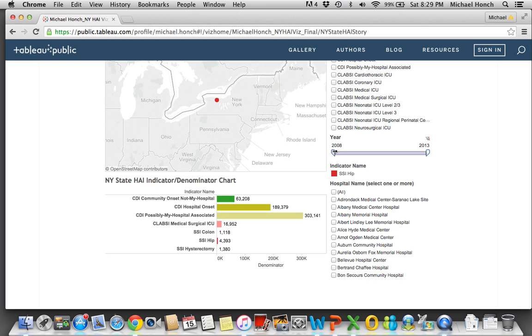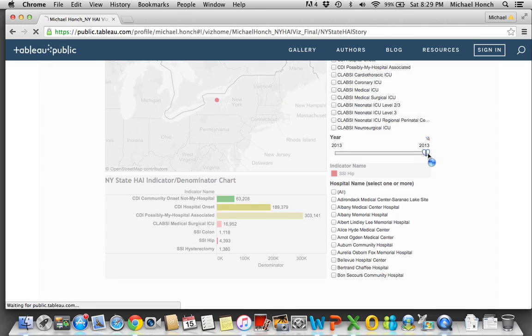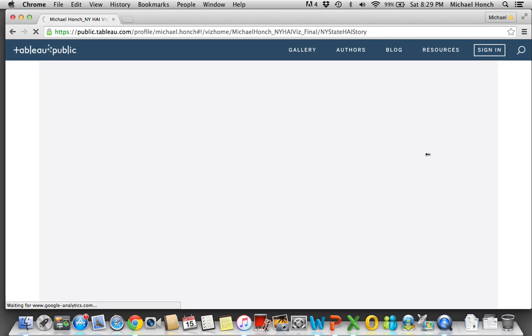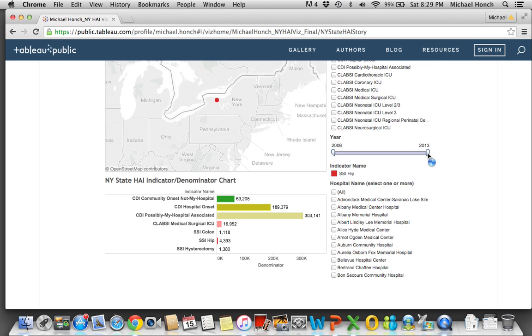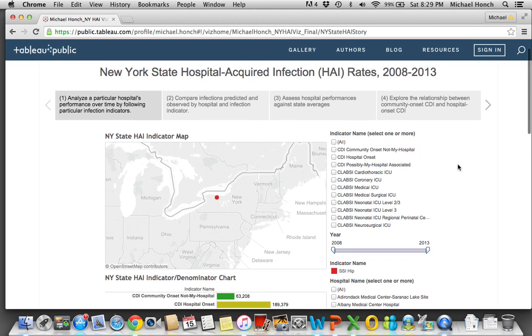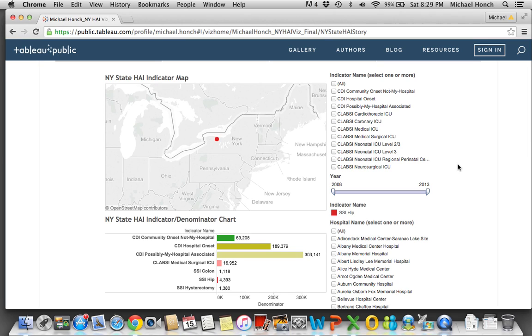Now we could query this any number of ways. We can sort of reduce it and just sort of look at 2013. And we can see, it's not cooperating with me right now. Thanks, Tableau. Regardless, the visualization can be queried by year. We can query any number of hospitals here and any number of indicators, but this tool really works best when we look at one hospital and one indicator and really sort of pinpoint it on the map like this.